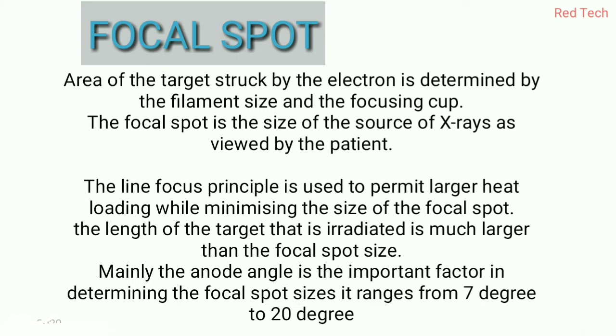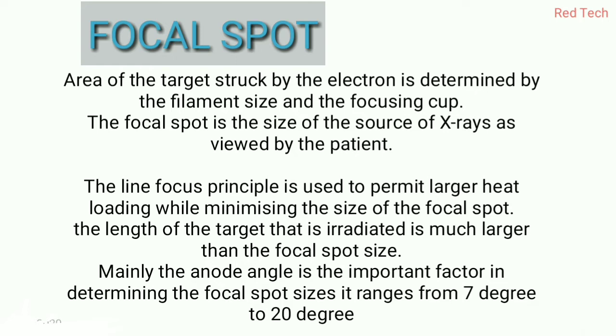Basically, the area of the target struck by the electrons is determined by two things. The one is filament size. What is the filament size? And the focusing cup. What type of focusing cup is used. So two terms determine the area of the target struck by the electrons, and another term is focal spot.